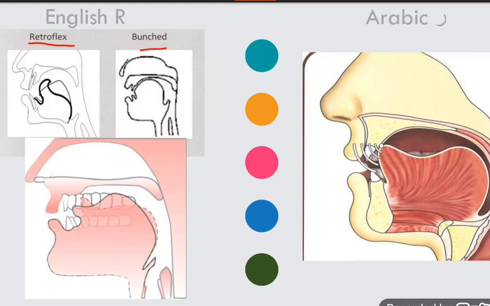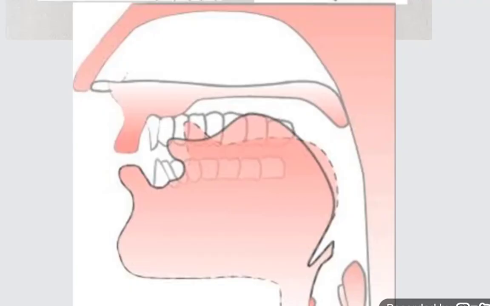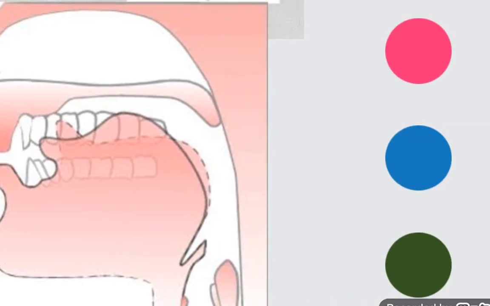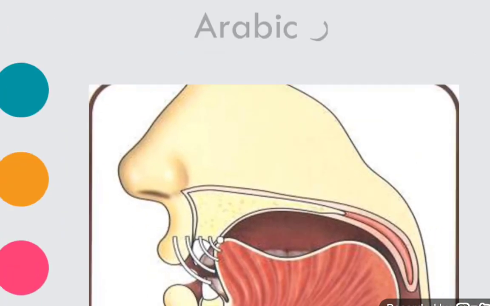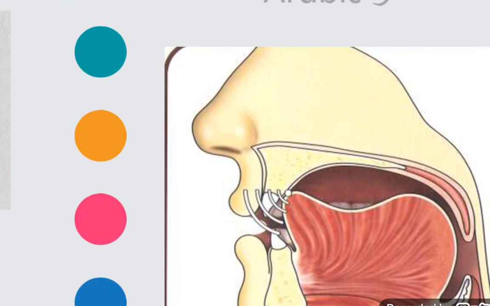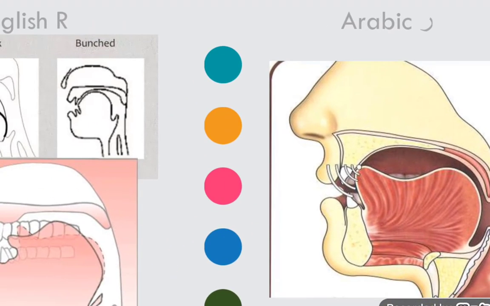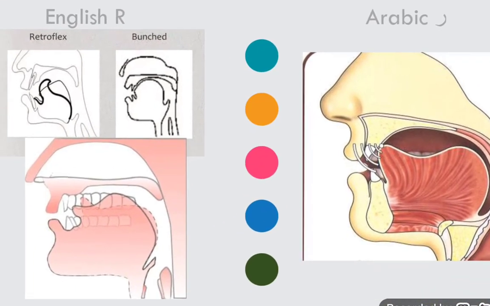Okay, so the retroflex is where the tip of the tongue is curled backward like this. The tongue is going back like this, towards the throat. The tip of the tongue is directed towards the throat. This is concerning the English R, while the Arabic Ra isn't like the English R at all, and this is the difference.